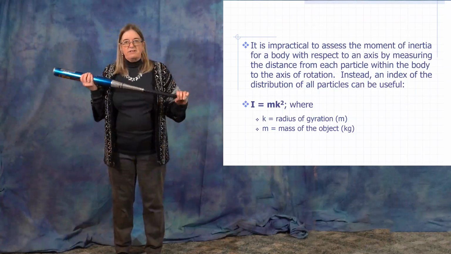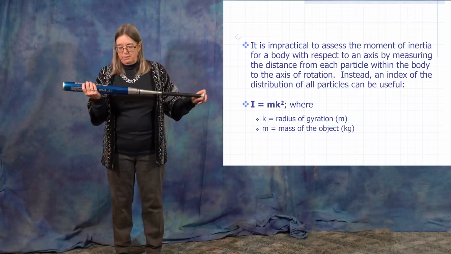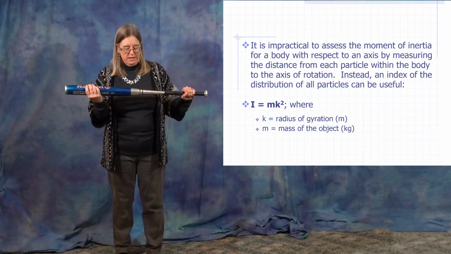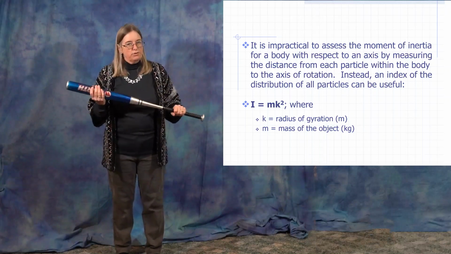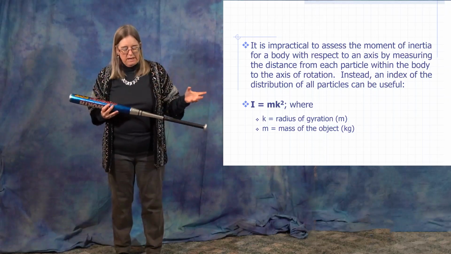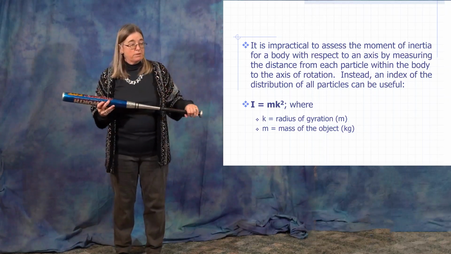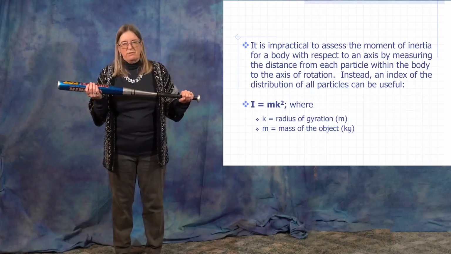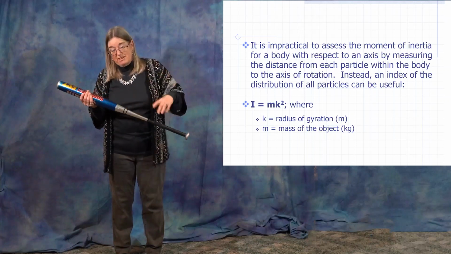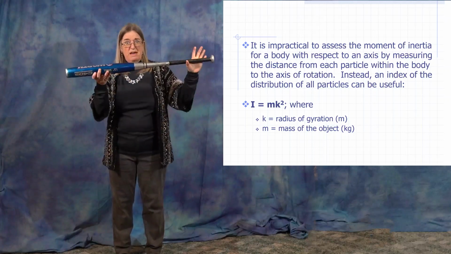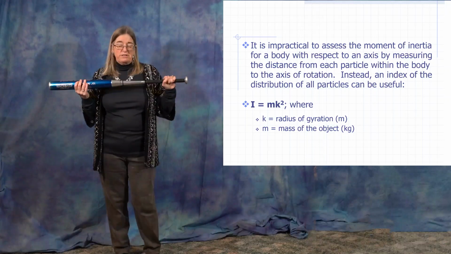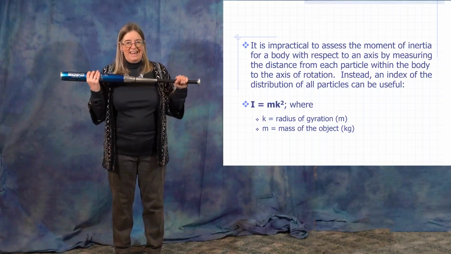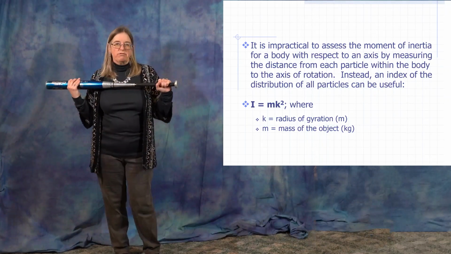Well, obviously we can't take every object and break it up into a whole bunch of little particles, but there are some analytical approaches that have been created that allow us to figure out what the moment of inertia is. It turns out that the sum of the masses is the mass of the whole object. So the moment of inertia equals the mass of the object times something called k squared, where k is called the radius of gyration.